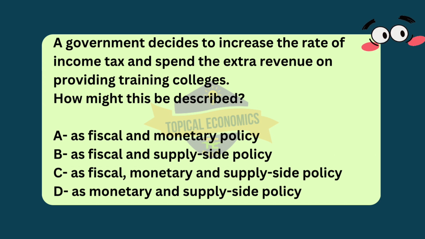Analyzing the other options. Option A, as fiscal and monetary policy. Monetary policy involves controlling the money supply and interest rates, typically managed by the central bank. Since this policy focuses on taxation and government spending, it is not related to monetary policy. Next, option C, as fiscal, monetary, and supply-side policy. As mentioned, monetary policy isn't involved here, so this is incorrect. Lastly, option D, as monetary and supply-side policy. There is no mention of monetary policy, interest rates, or money supply control, so this answer is incorrect.